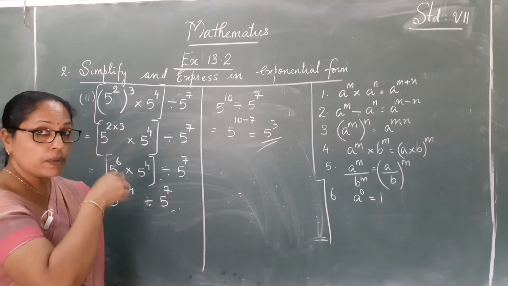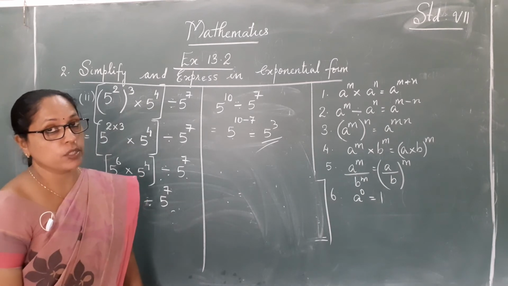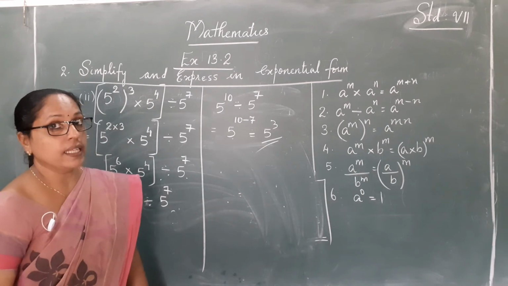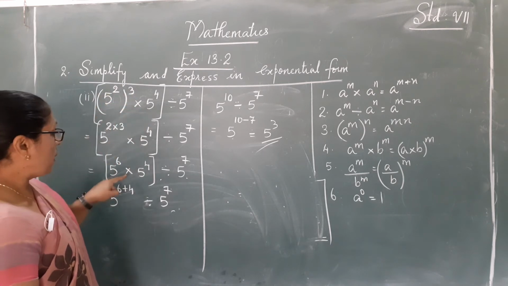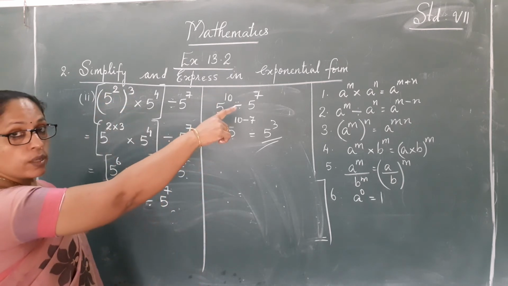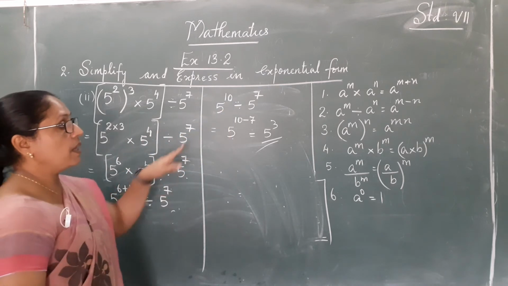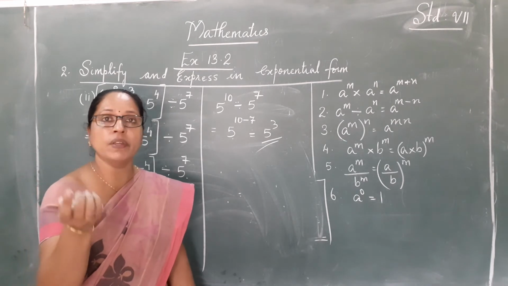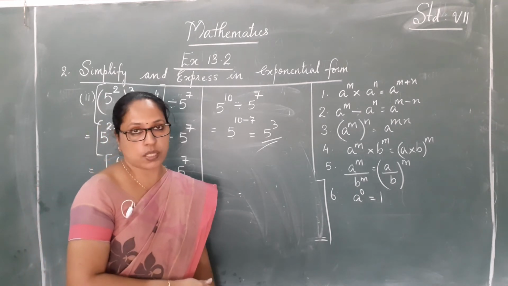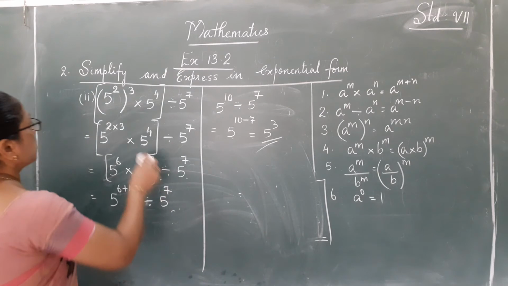So in this problem, how many laws did we apply? Come on children. Exactly, 3 laws. First we apply power of a power. Then we apply multiplication, first law, adding the powers. Then we apply division, subtracting the powers. So in one problem we have to apply so many laws. Okay. Now next one, third one.